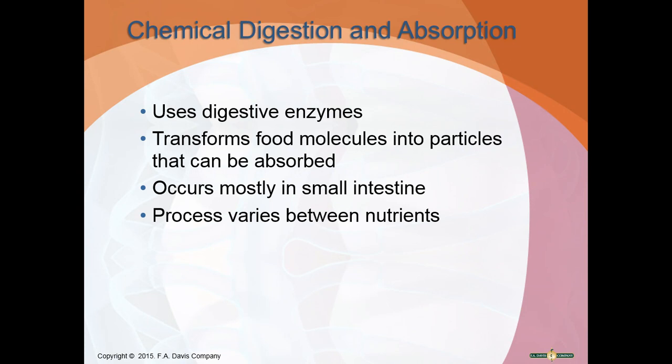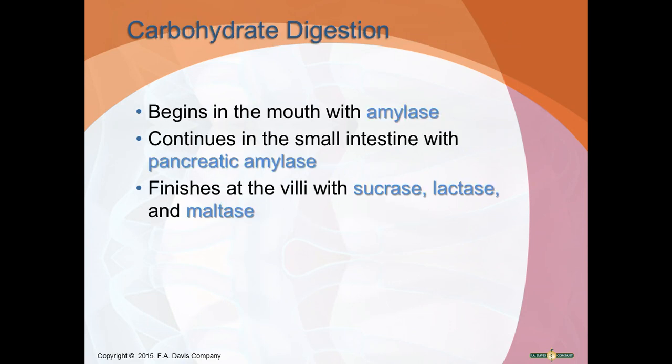So let's take a look at chemical digestion and absorption. We looked a little bit at that area on page 390, but we're going to talk about what constitutes chemical digestion, and that's on page 404. It uses digestive enzymes. It transforms food molecules into particles that can be absorbed, occurs mostly in the small intestine, and the process varies between nutrients, depending on the nutrient.